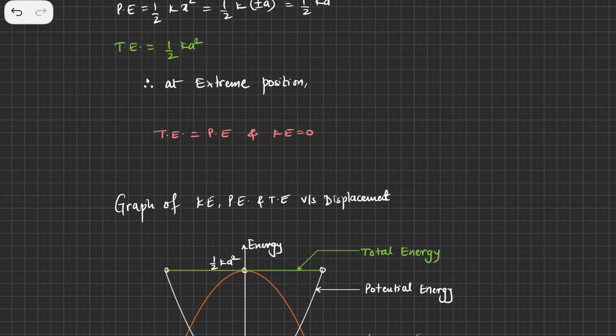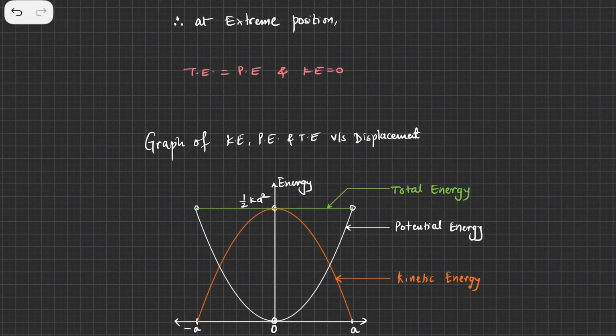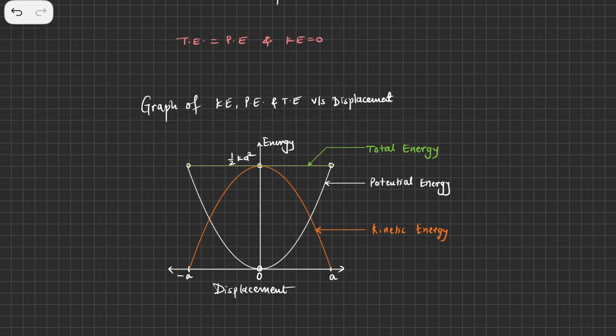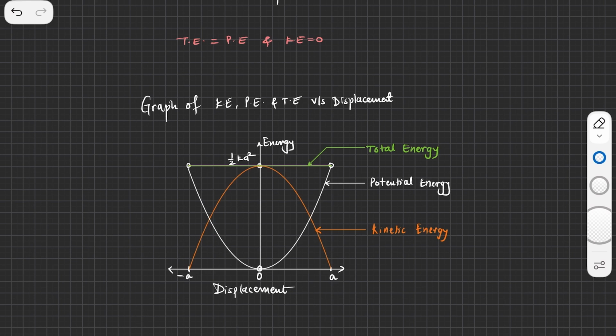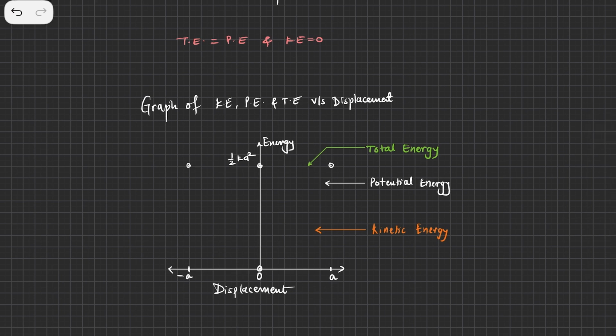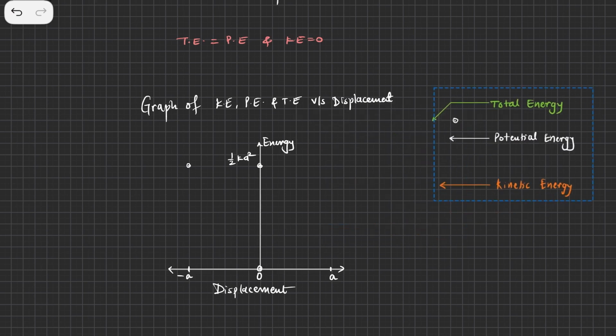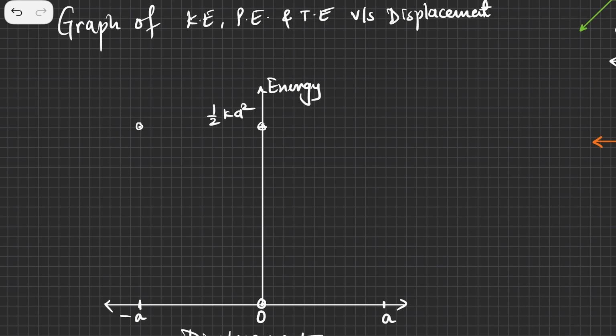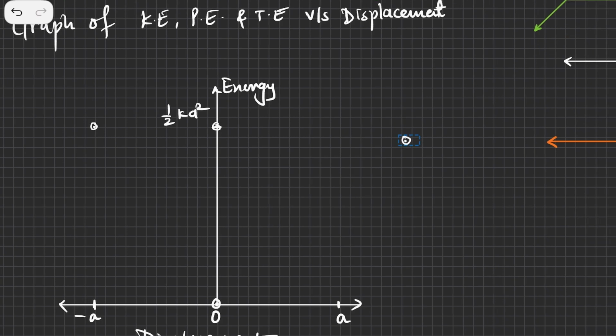And the third and the last part of this video, where we are going to understand the graphs of kinetic, potential and total energy versus displacement. So initially I'll just erase the graphs, and we'll see how it works. So let's say I'm erasing this graph and I'm just moving this thing on the other side. Okay, so now if I want to plot the graph, I'll just move this somewhere around here.